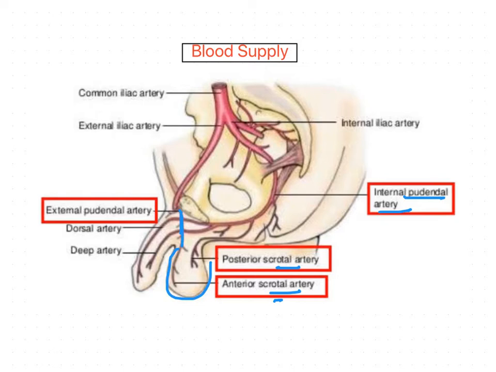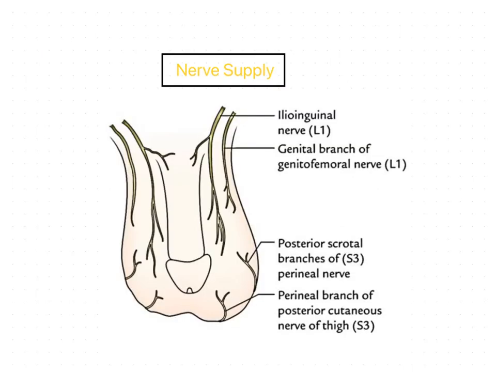Now we will see the nerve supply. It is normally supplied by the ilioinguinal nerve, a branch of L1, and the genital branch of the genitofemoral nerve, also L1, and then branches from S3, that is the posterior scrotal branches of the perineal nerve and the perineal branch of the posterior cutaneous nerve of thigh. These are the nerves which supply the scrotum.